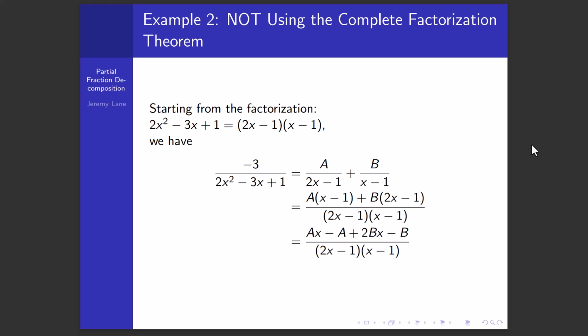So when we do not use the complete factorization theorem, remember the complete factorization theorem factors out the leading coefficient and just has x minus the roots as our factors. But if we don't use it, we may factor 2x squared minus 3x plus 1 as the quantity 2x minus 1 times x minus 1. And when we do this as our template for our decomposition, we end up with a times the quantity x minus 1 plus b times the quantity 2x minus 1, all of that divided by the product of the factors 2x minus 1 times x minus 1.